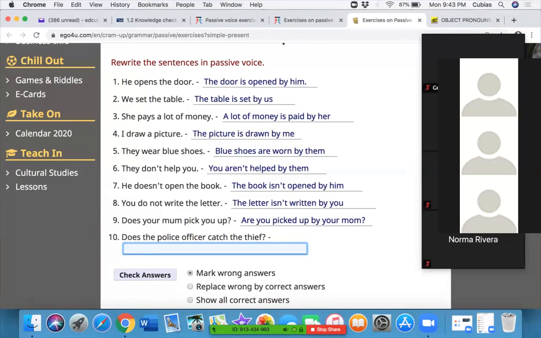The sentence: does the police officer catch the thief? Is the police officer catched? Are the thief catched by the police officer? Good idea, but the thief is singular, not plural. Is the thief? Thief. Okay. Are there any words here you don't know or any words you don't understand?